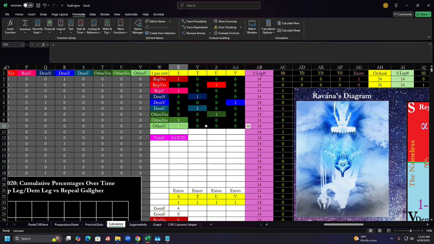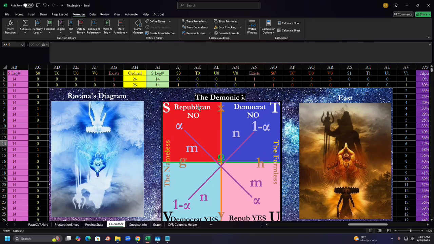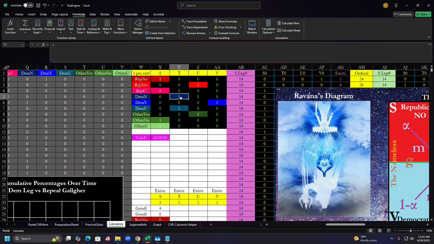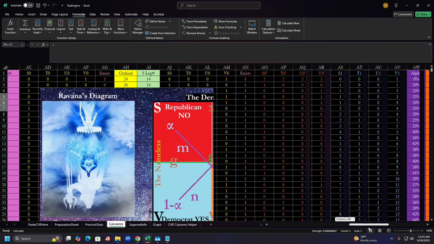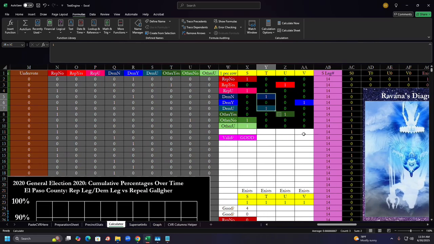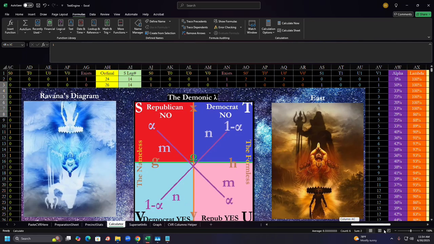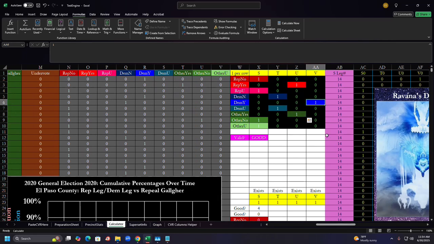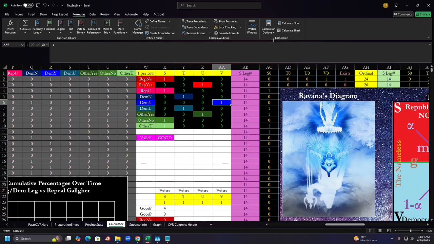Okay, so we're doing Republican and other, no or undervote on the proposition in S. We're doing Democrat no and Democrat undervote in T. We're doing Republican yes and other yes in U, and we're only doing Democrat yes in V. Now let's go ahead and graph it.